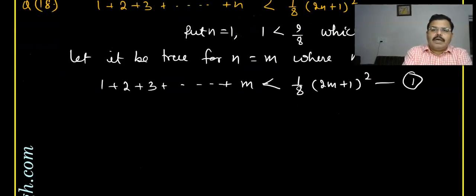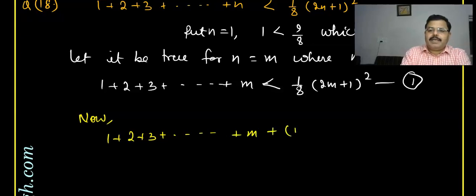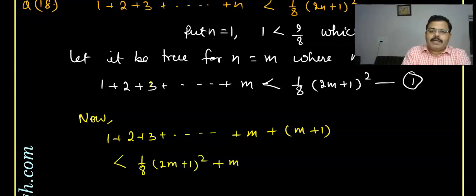Now we can write it. If 1 plus 2 plus 3 plus up to m, and the next step must be m plus 1, then what will happen? If I write this one instead of this, then the sign will come here as greater than: greater than 1 by 8 into (2m plus 1) whole square plus (m plus 1). And if I take the LCM, I am writing this just for simplification.